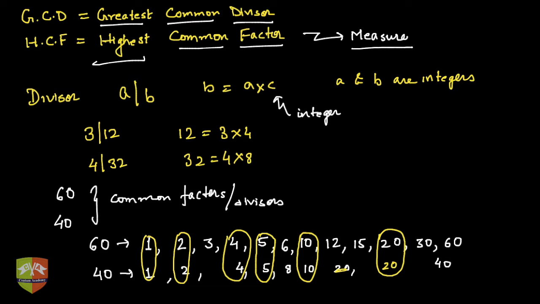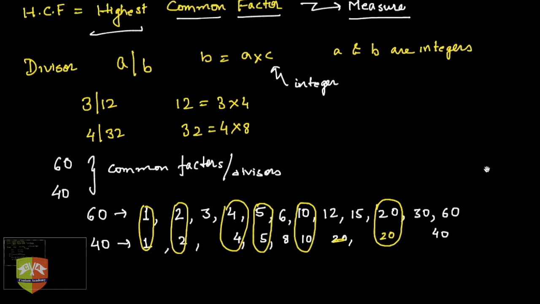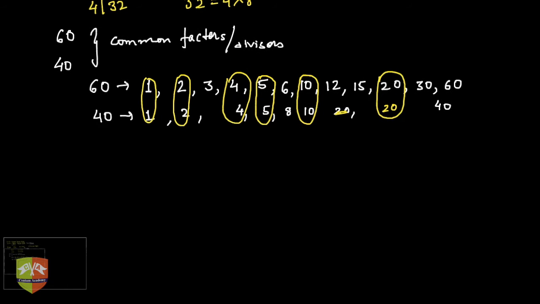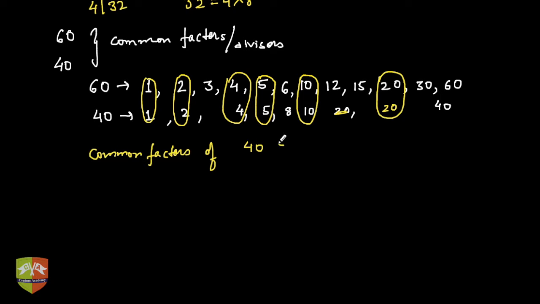So what all are common factors? Let us write down. So I'm writing common factors of 40 and 60, and there are lot many. How many? In fact, 1, 2, 3, 4, 5, 6. 6 common factors are there. They are 6 in numbers. Now, out of these 6, I have to pick one which is the highest.